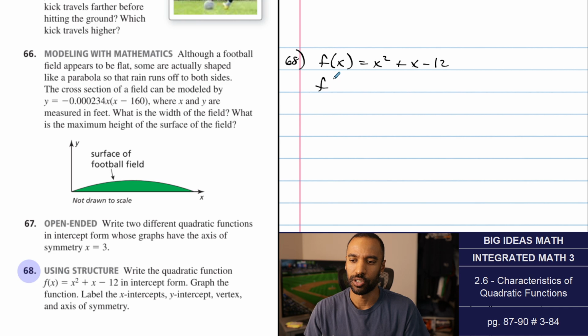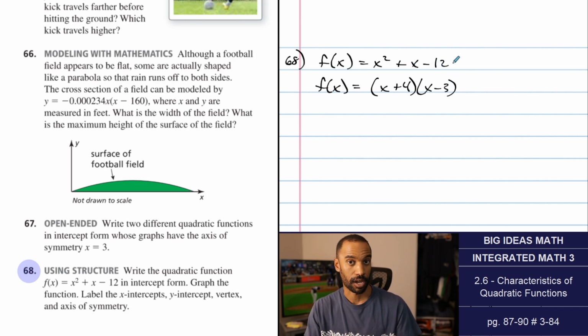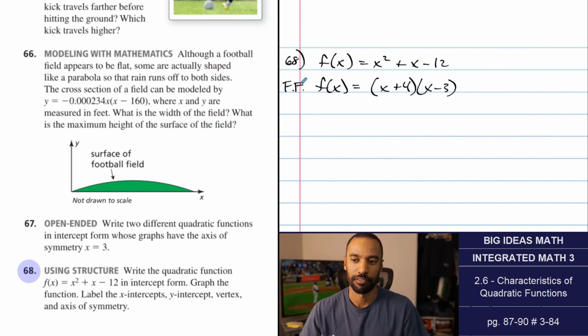All right, so this factors into... I was thinking of something else. This factors into x plus 4 times x minus 3. You want to find two numbers that multiply to negative 12 and add to 1. There they are, right? So there's the intercept form. I'll call it factored form.